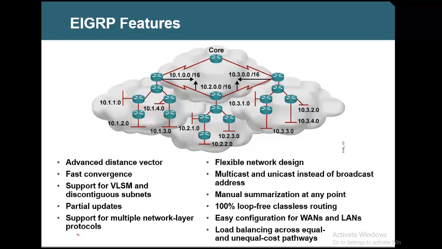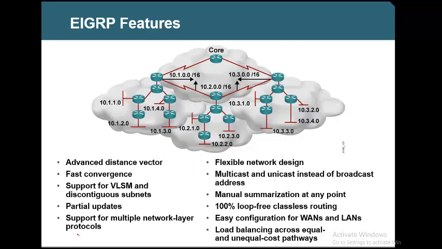Discontiguous subnet means you got networks, variable length, and the networks don't belong to the same subnet. Maybe some places you have 192, some places you have 10 network, some places you have 172 network. So when you have a mix of multiple networks, subnets, we call it discontiguous subnet. EIGRP can work very efficiently even in such an environment. And EIGRP sends partial updates.